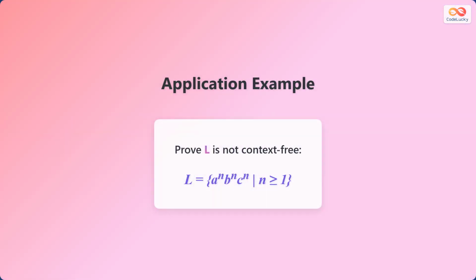Let's consider an example to illustrate how to apply the pumping lemma. We want to prove that the language L is not context-free, where L consists of strings in the form of a^n b^n c^n, such that n is greater than or equal to 1. This language requires the number of a's, b's, and c's to be equal, which is a classic example often used to demonstrate the pumping lemma.